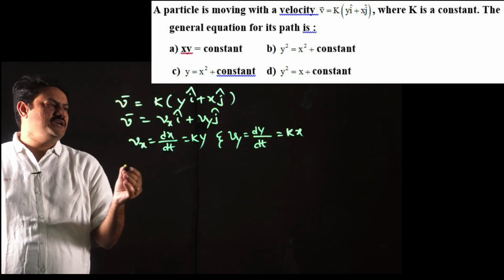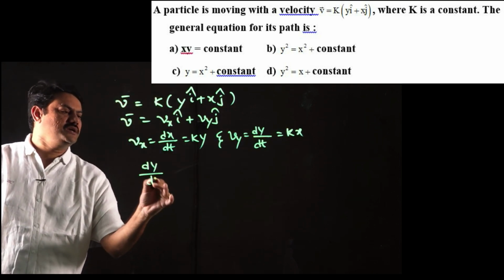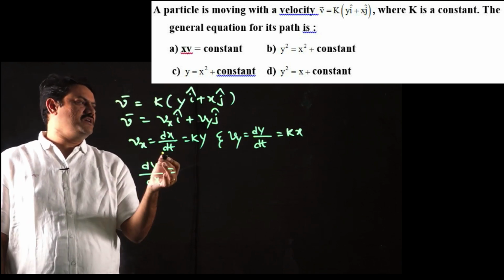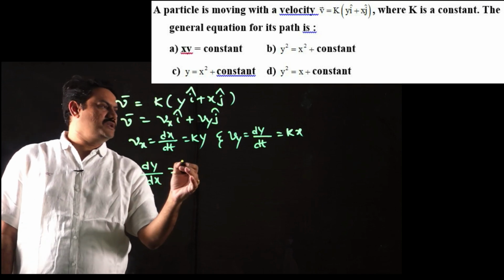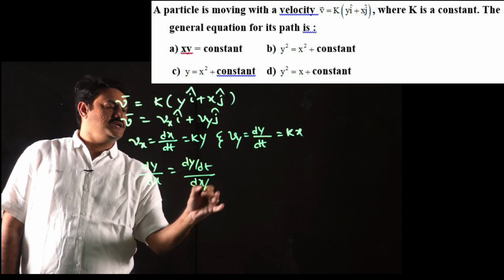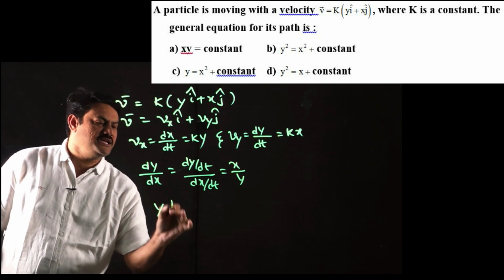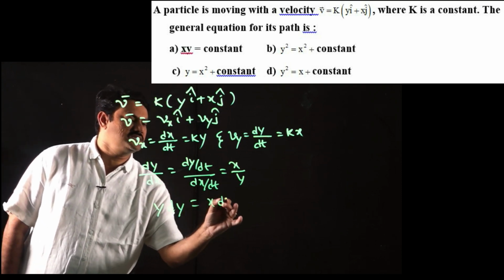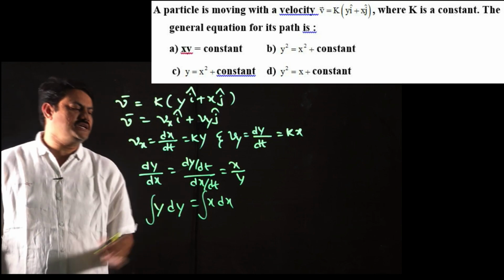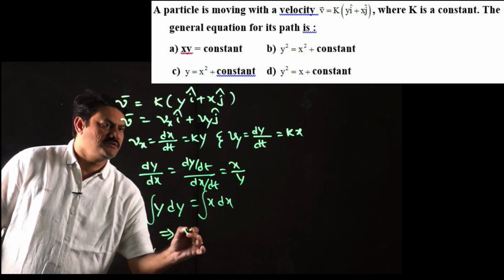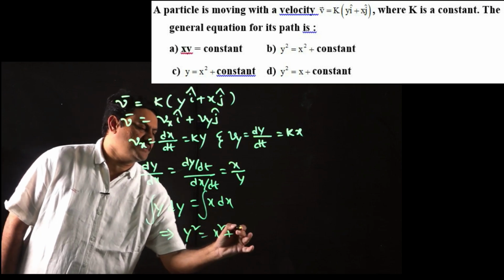Now dy by dx: take these two equations, dy by dt divided by dx by dt, you will get x by y. Now integrating on both sides, y dy is equal to x dx. Now integrate on both sides, you will get the relation. So similarly, the equation is y square is equal to x square plus constant.